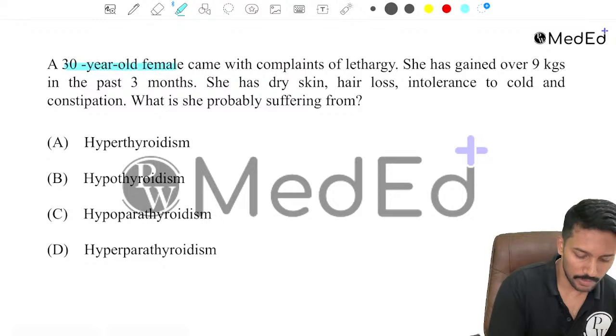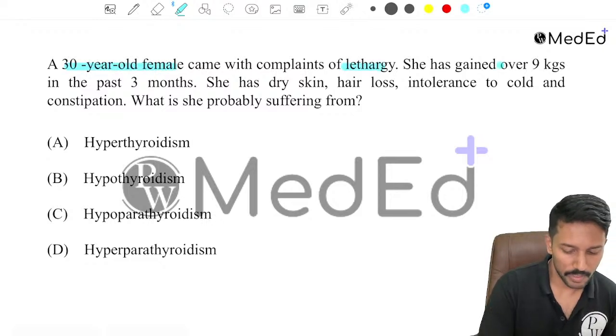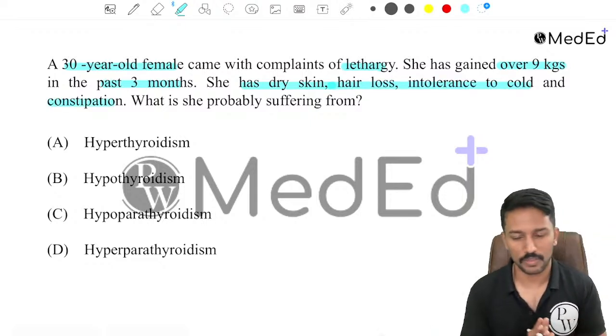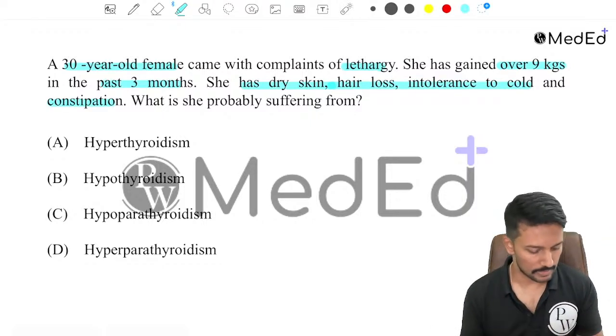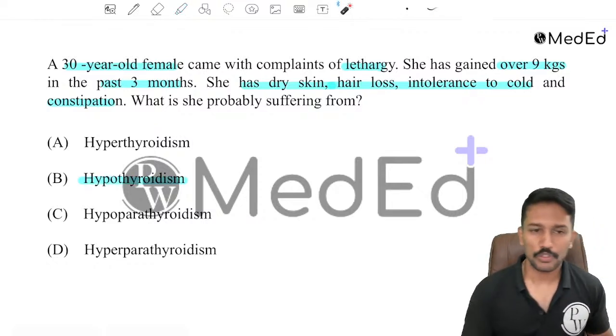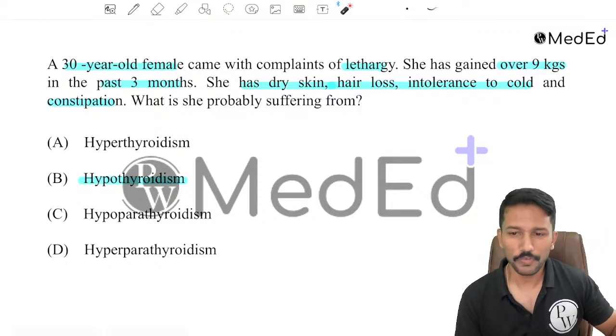Okay. Again, a very straightforward question. A 30-year-old female came with complaints of lethargy, gained over 9 kgs of weight in the past 3 months, has dry skin, hair loss, intolerance to cold and constipation. What is the diagnosis? Pretty straightforward, right? Yes, it is a classical case of hypothyroidism.